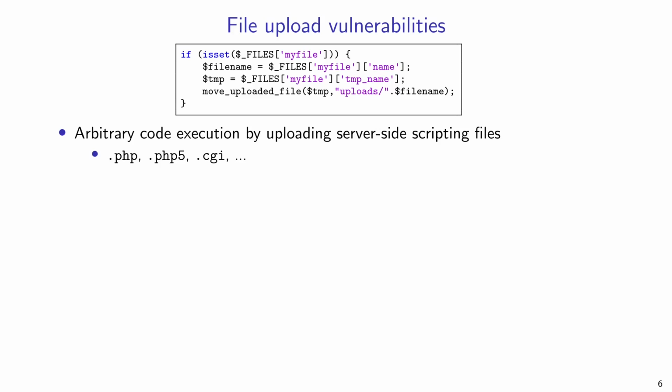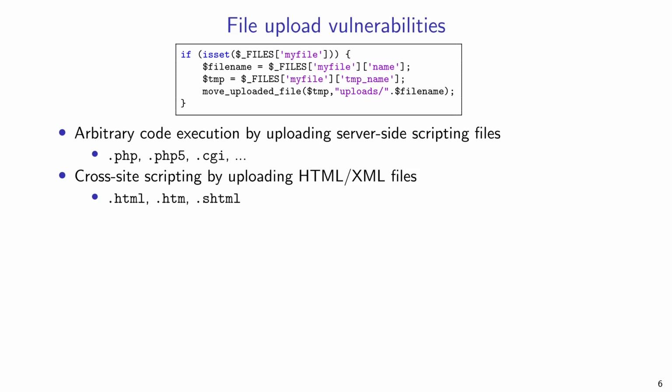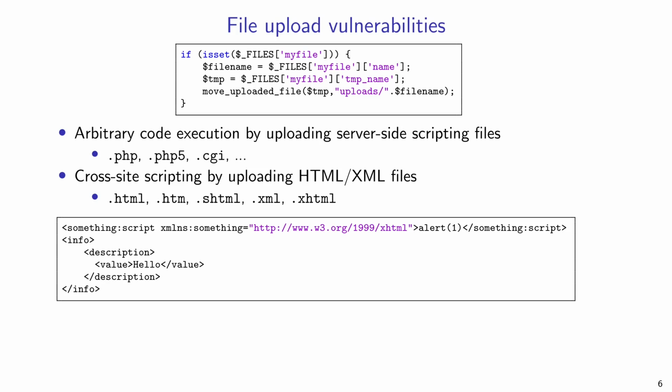But what files can contain server-side scripting code? If the server supports PHP, then these would be files ending with .php. But the server might also support other scripting languages that use different file extensions. Even without the ability to execute server-side scripting code, the attacker could achieve cross-site scripting by uploading static HTML or XML files. Usually, these file extensions are used to store HTML content. In addition, browsers will also execute JavaScript code contained in XML files. For instance, here is an XML file that, when rendered by a browser, will execute the JavaScript code located here.